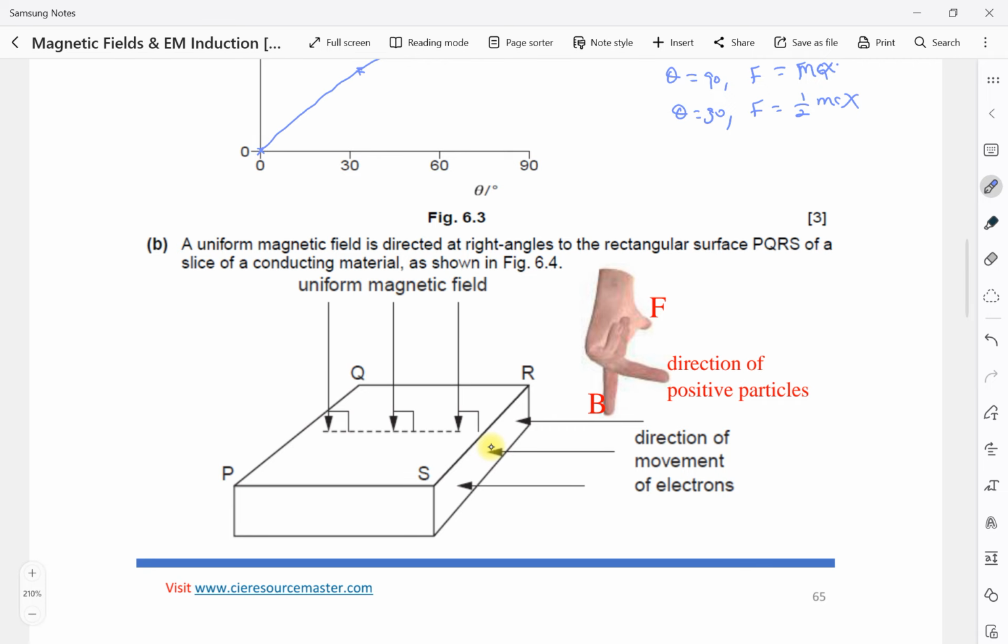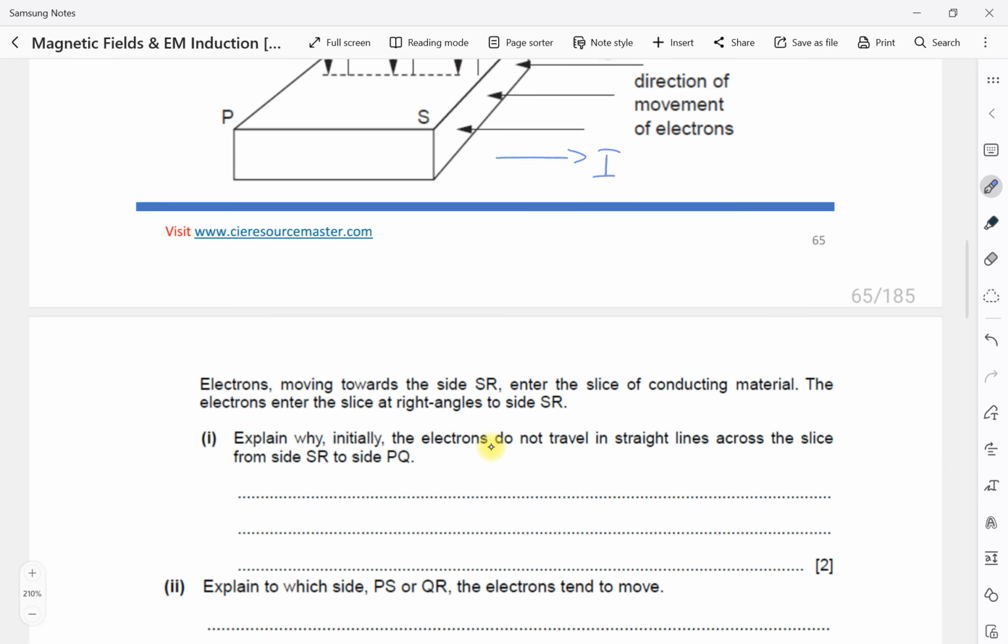So it's perpendicular to the slice as shown here. The electrons are coming from this side, which means the current is in the opposite direction, because current moves in the opposite direction to that of the electrons. Electrons moving towards the side SR enter the slice of conducting material at right angles to the side SR, which also means the current is flowing at right angles to the side SR.